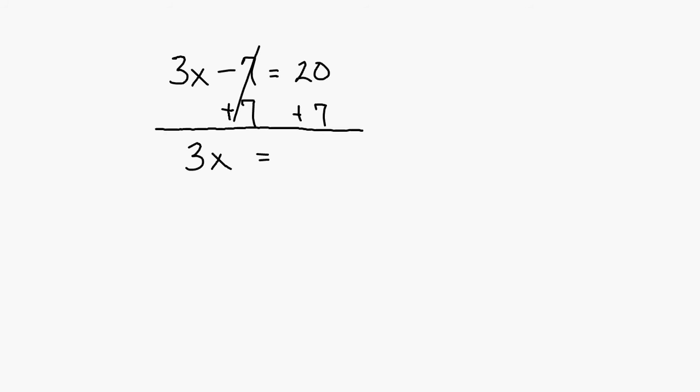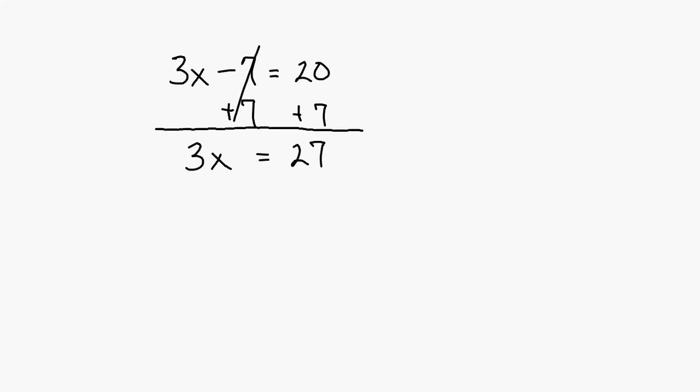3x minus 7 equals 20. Following the same steps, what would you do first? Plus 7. Very good. You would add 7 to each side. These 7s will cancel out, and 3x will equal 20 plus 7? 27.